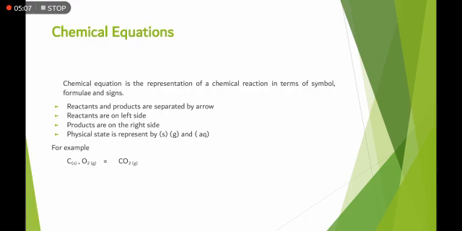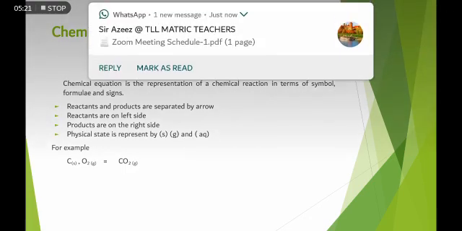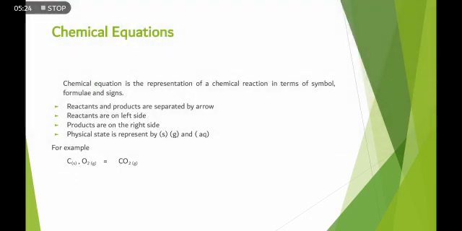Chemical equation. What is a chemical equation? It is basically a presentation of a chemical reaction. We can present a chemical reaction by its chemical equation, in which we write reactants and products. Reactants and products are separated by an arrow. Basically it is separated by an arrow, but I use an equal sign. When you write a chemical equation, you should use an arrow. So reactants are on the left side, products are on the right side.